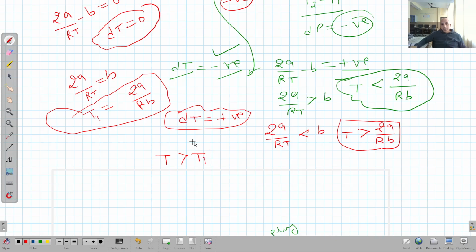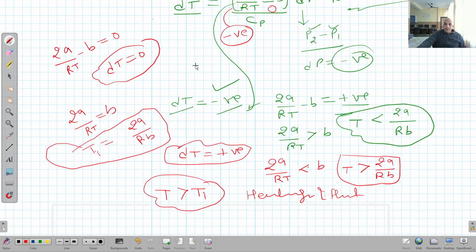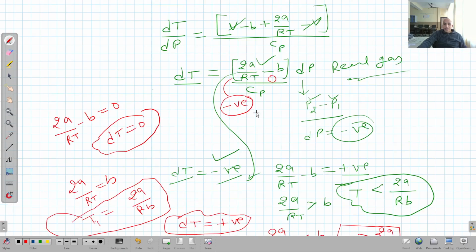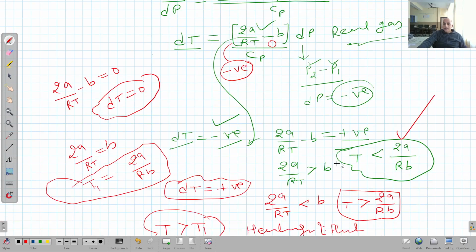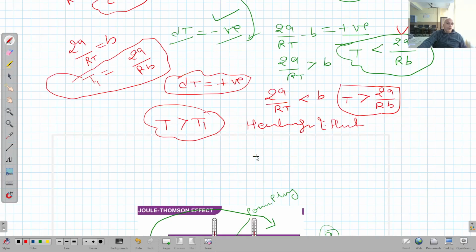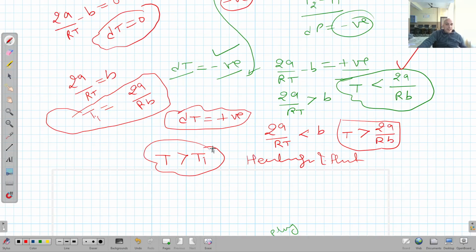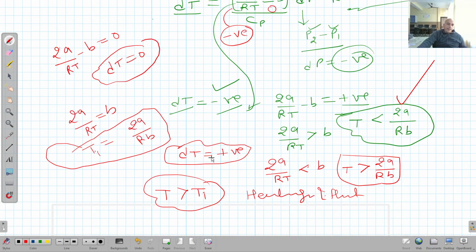Clear? So this is very important. If the temperature of the gas is greater than the temperature of inversion, it will show heating effect. If the temperature of the gas is less than the temperature of inversion, that was the first case, then the gas shows cooling effect. And if the temperature of the gas is equal to the temperature of inversion, then there is no heating, no cooling. Right? So this is the entire result of this experiment.